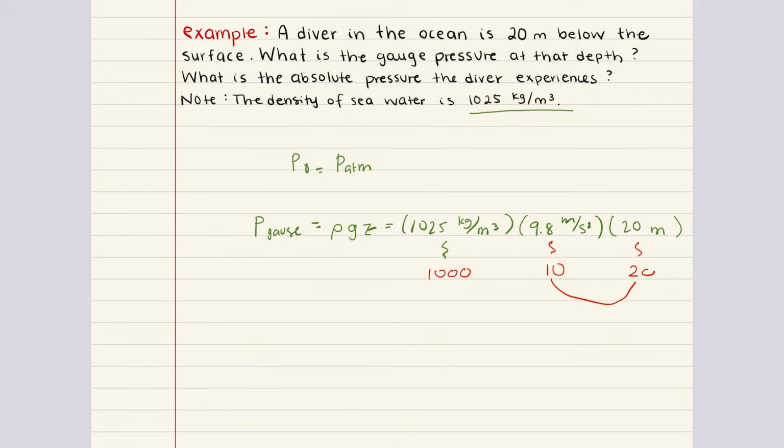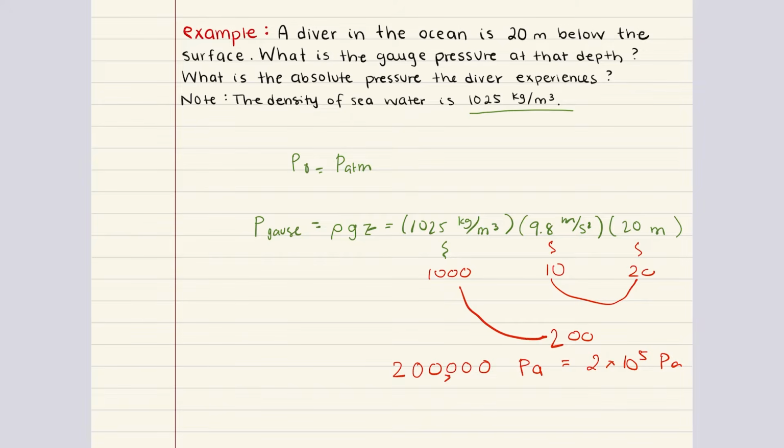10 times 20 is 200. 200 multiplied by 1,000 is 2 with 5 zeros. So that's equal to 200,000 pascals. We can rewrite this as 2 times 10 to the 5 Pascal. Okay, so that is the gauge pressure.